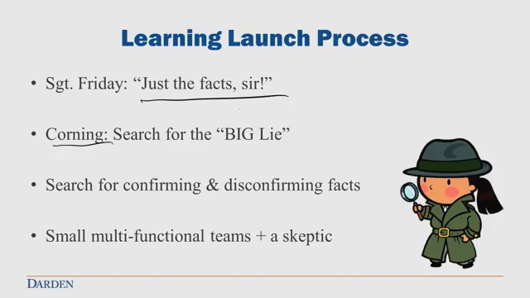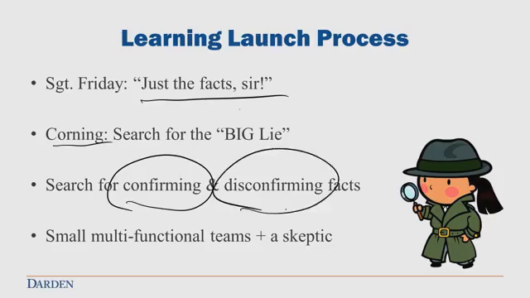Corning Glass, a very, very innovative company, calls this the search for the big lie. What's out there that could surprise us? We want to find that disconfirming fact. Confirming facts are facts which basically give you some confidence that the idea is worth continuing with. Disconfirming facts are facts which say the idea is not that good.